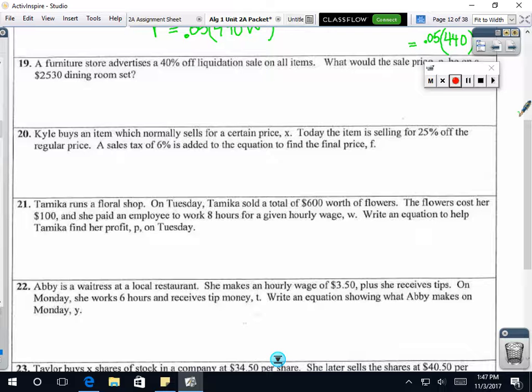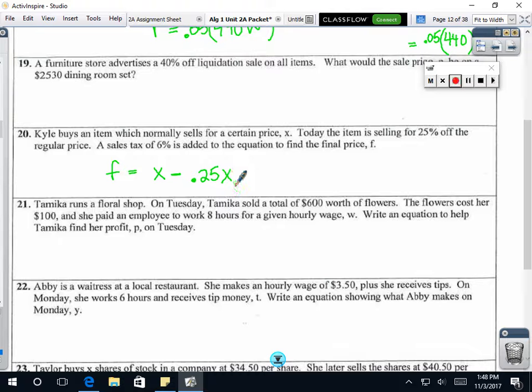Okay, tell us how you would set it up. So it's going to be F, the final price, equals X. Okay, think about it. If you're buying an item and it's discounted, aren't you going to subtract off of the original price? And how do you know how much to subtract off? You subtract off 25% of whatever the item is, right?